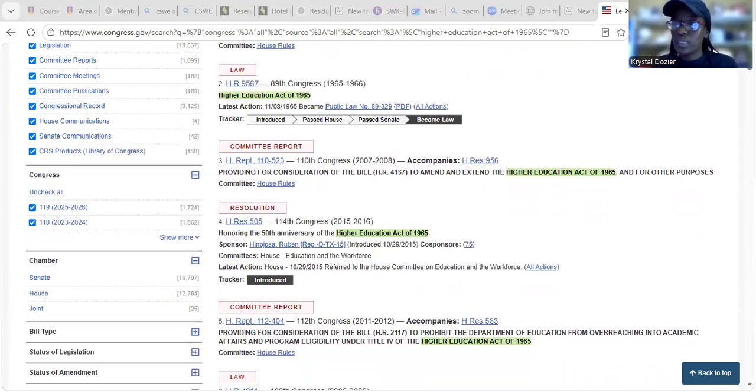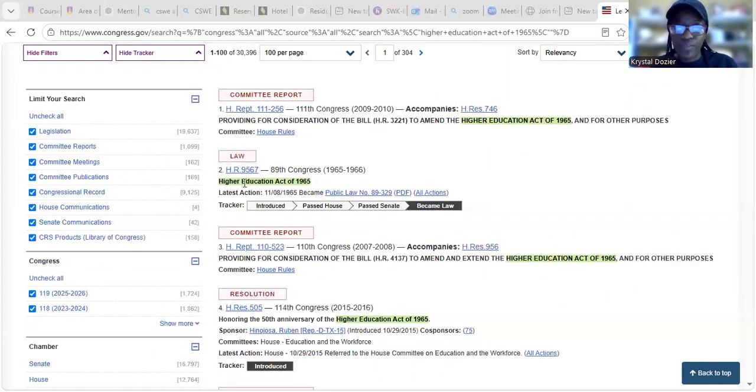But the key piece is this. I don't have to fret because I know that I'm looking for the Higher Education Act of 1965. It came out of the 89th Congress in 1965 to 1966, and I see that it became law. Okay, so I'll click on it.